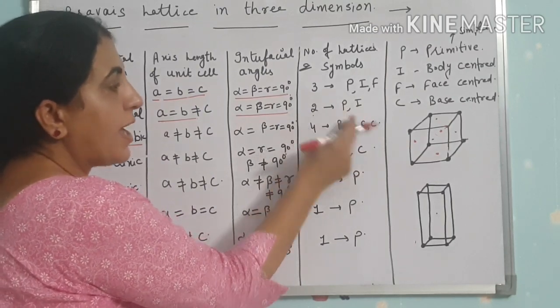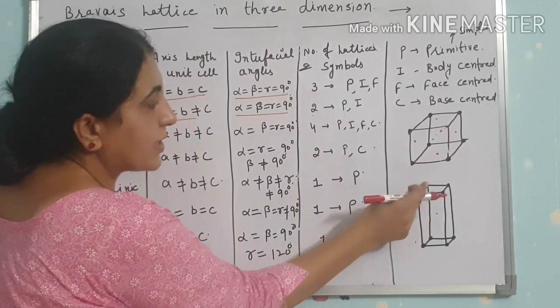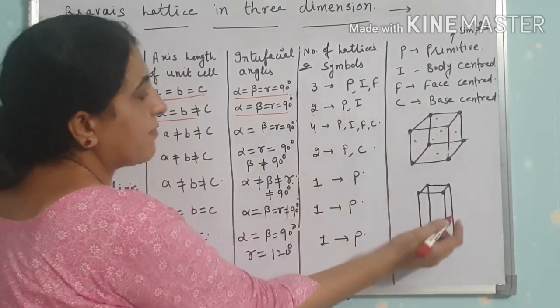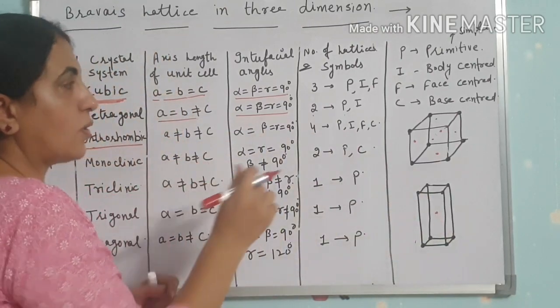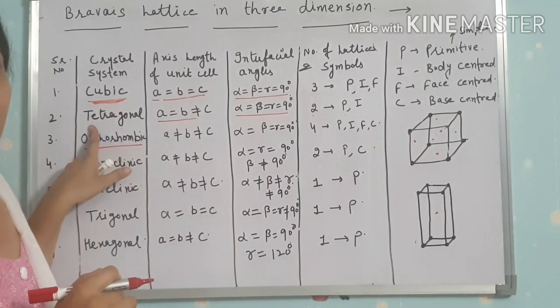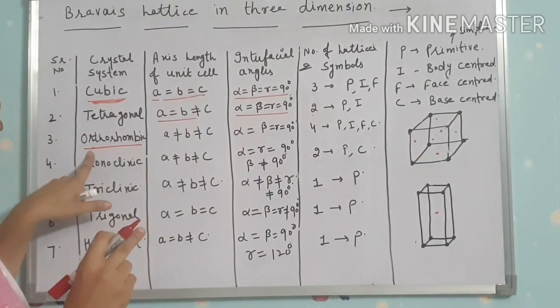P is primitive, where atoms are only at the corners. And I stands for body, when one atom is at the body. So 2 types of Bravais lattices in the case of tetragonal. Clear? And third is orthorhombic.